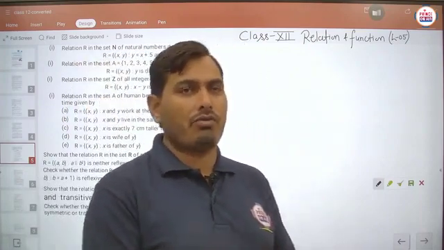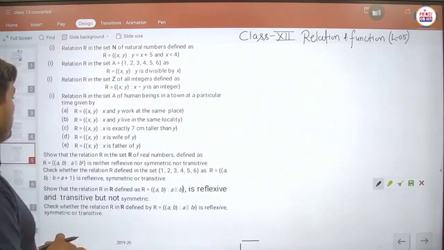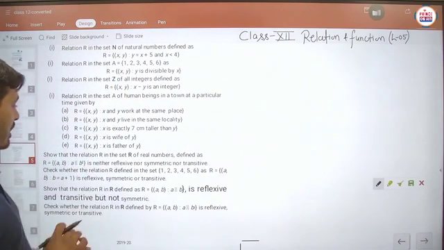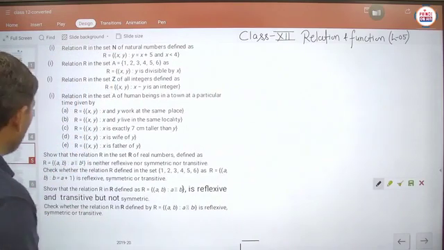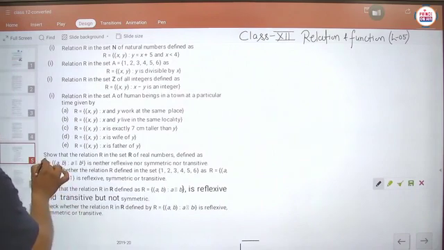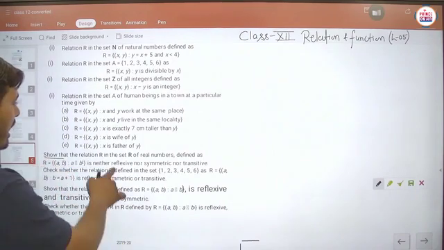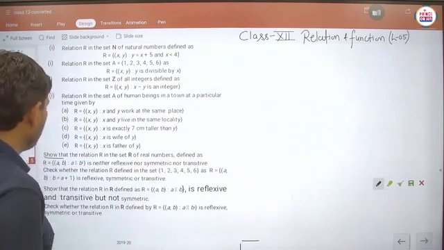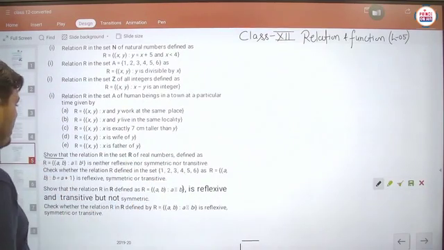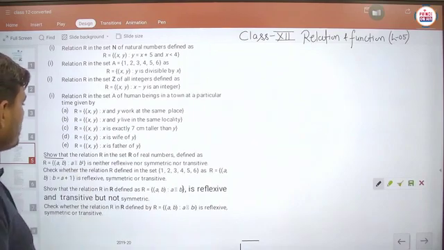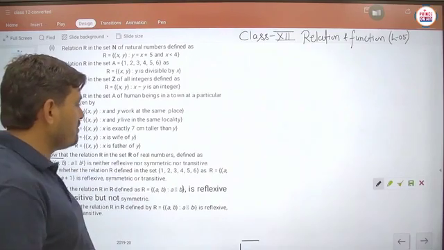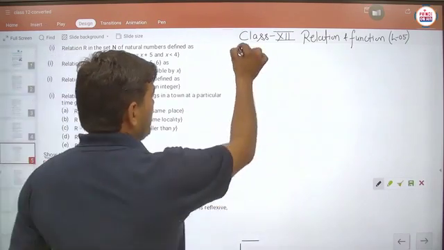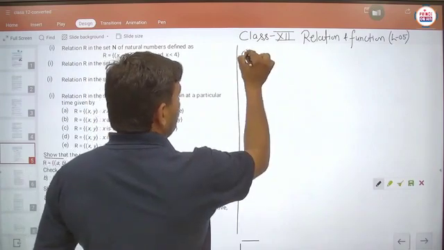So we will start with question number 2. Up to this part we have discussed. Question number 2 says that the relation R in the set of real numbers defined as R equals (a, b) such that a is less than b square is neither reflexive, nor symmetric, nor transitive. So in this question we have to write the relation.